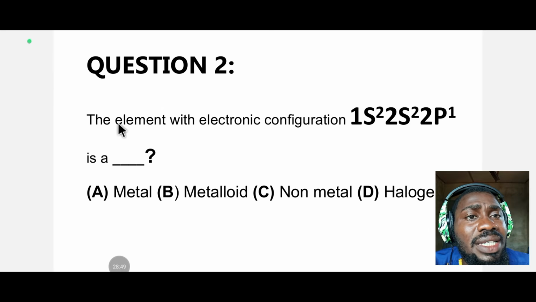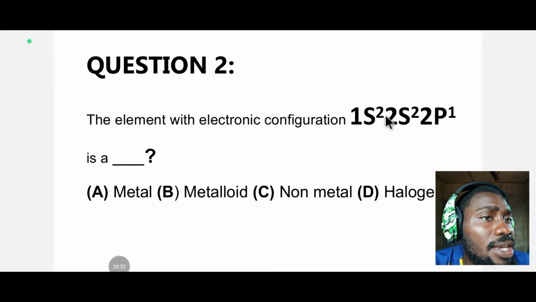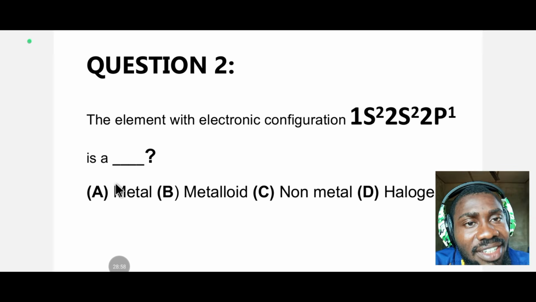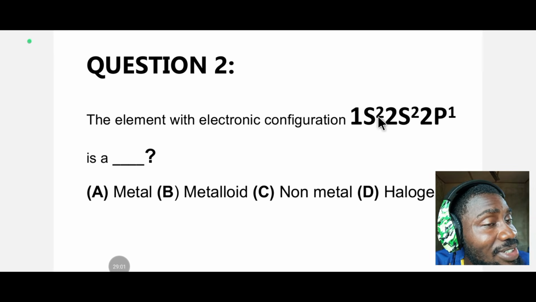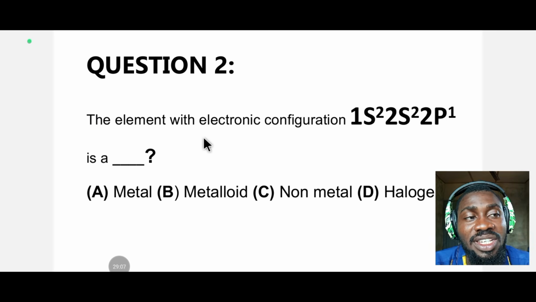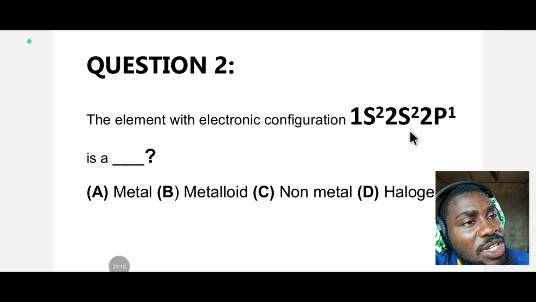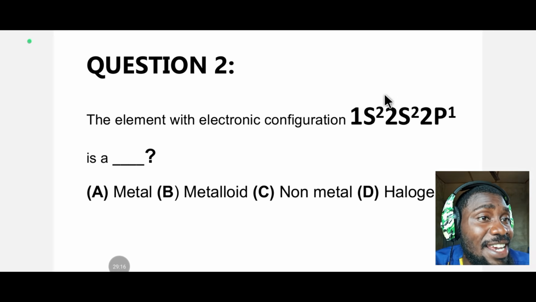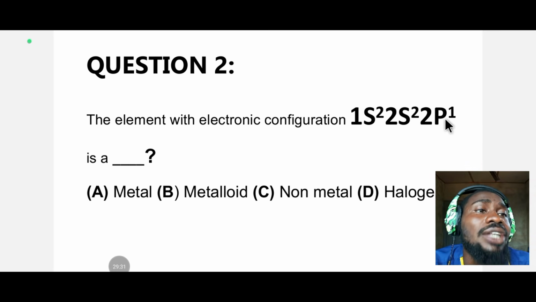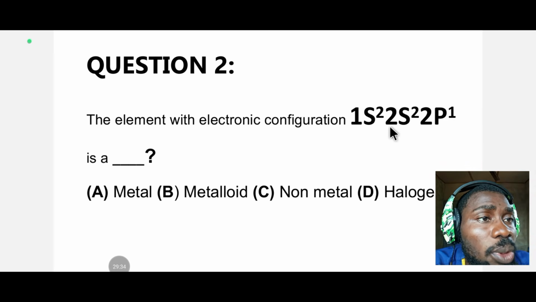Question 2 says, the element with the electronic configuration 1s2, 2s2, 2p1 is a dash. Can you see another pattern at which JAMB sets questions from electronic configuration? So what are we supposed to do here? Remember, we just said that the exponents, all these raising powers you are seeing here, the sum is the atomic number. So the first thing we have to do is to add all the exponents we have here.